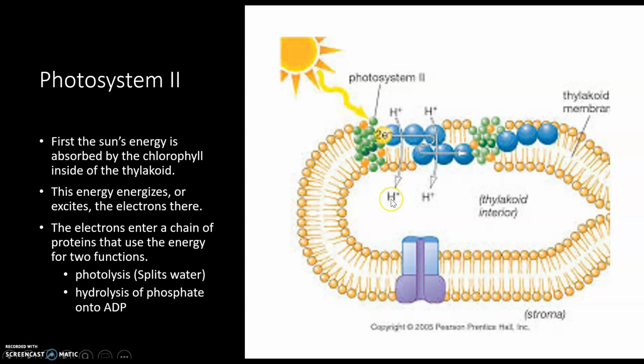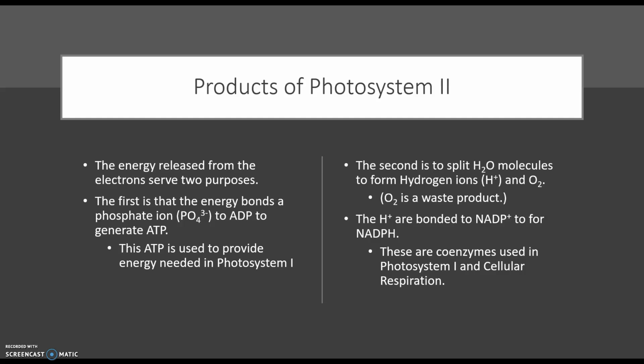So the sun energy energizes electrons that are found in the chlorophyll here on the inside of the thylakoid. Those electrons are then pushed into the electron transport chain on the membrane of the thylakoid here. And as it travels through the chain, it releases energy. That energy is used to split water apart and to add a phosphate onto ADP to form ATP.